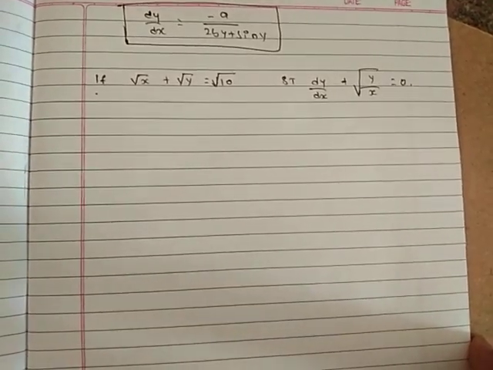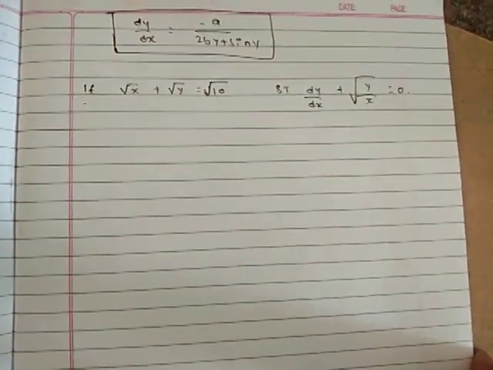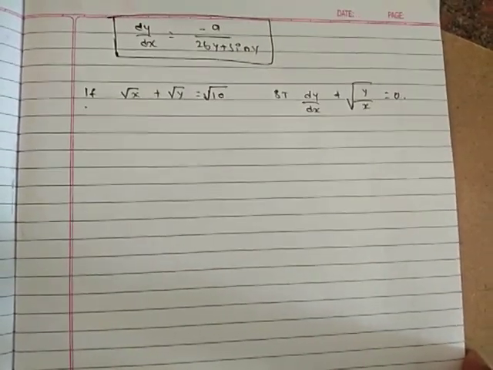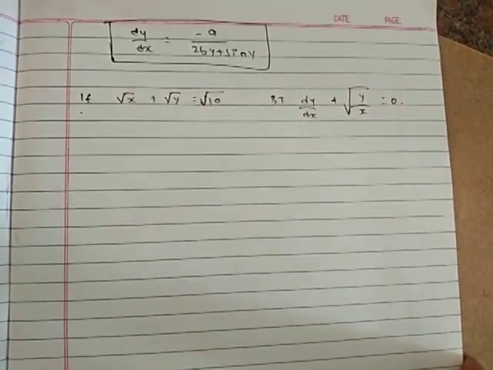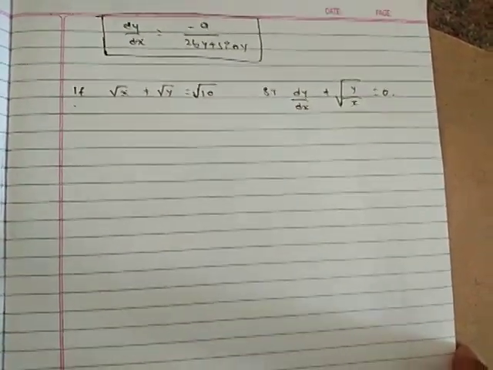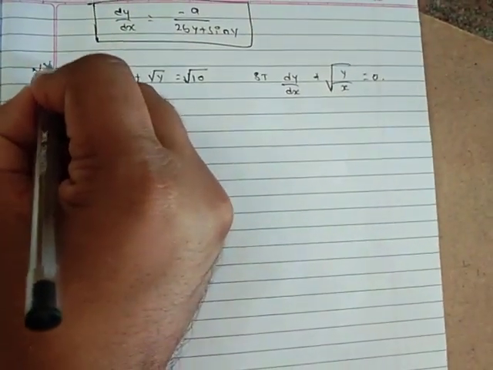So the next problem is, if root x plus root y is equal to root 10, show that dy by dx plus root of y divided by x is equal to 0. This is a very important problem.